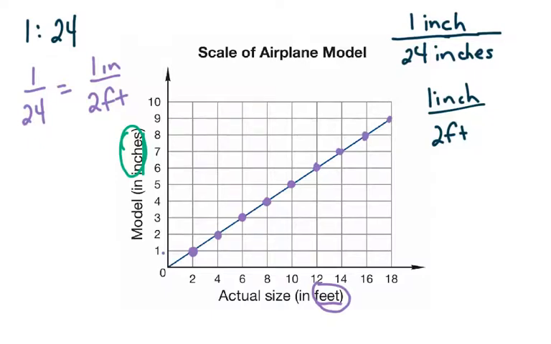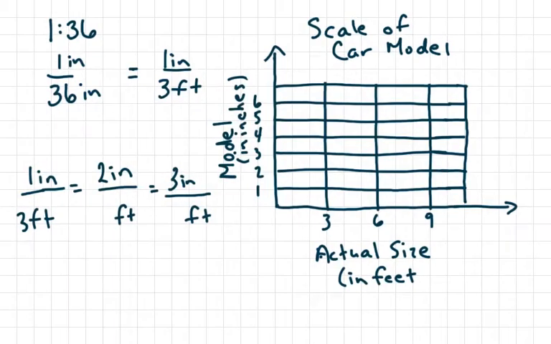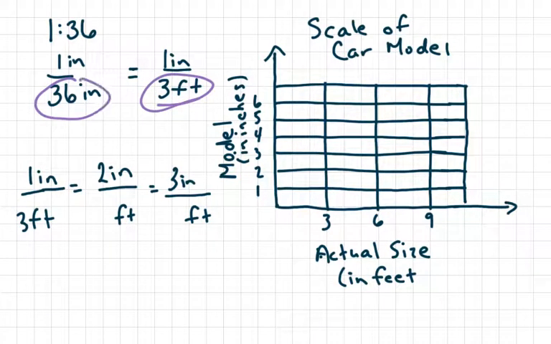So we're going to do something similar to that, and we're going to do it for a car model. And they've told us for the car model that the scale is 1 to 36. So that's 1 inch to 36 inches. The model, if it's 1 inch, it's going to be 36 inches. But we're going to make a scale or a graph of this, and we are going to turn it to feet. So 36 inches is 3 feet right here. So we're changing our 36 inches and we're going to write 3 feet instead. So 1 inch is 3 feet.